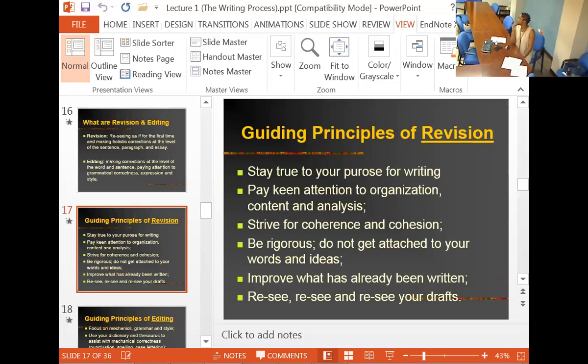Re-see your drafts. This is encouraging you to look at it a number of times when you have the luxury of time. Some persons are last minute and will not have that luxury. Then there are other persons who are able to have an assignment prepared a week in advance. If you're that person, look it over as many times as you can and fine-tune it until you think you have reached the final essay. Right? Those are some of the guiding principles.